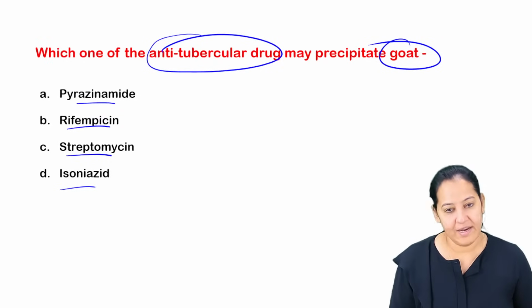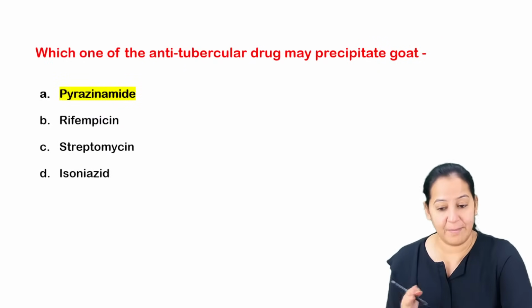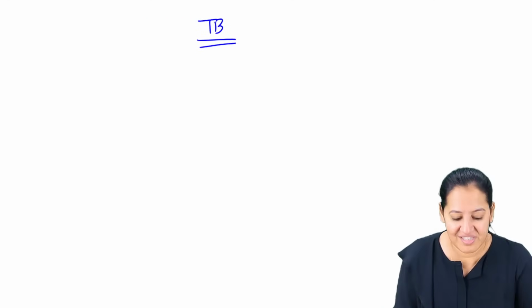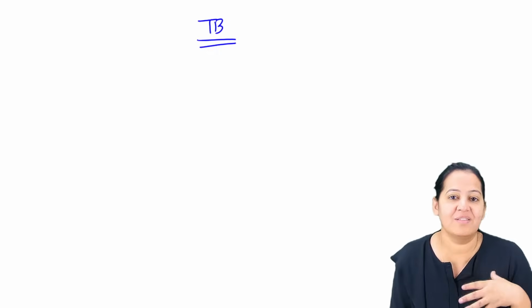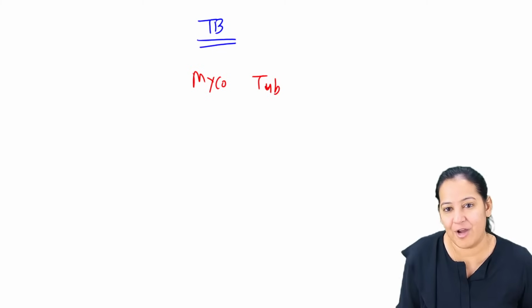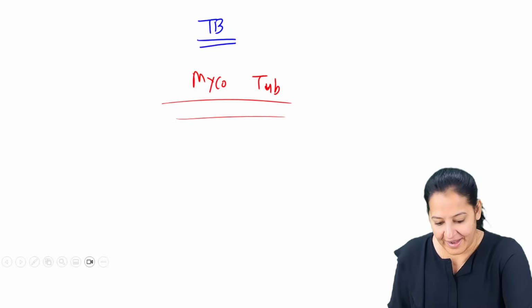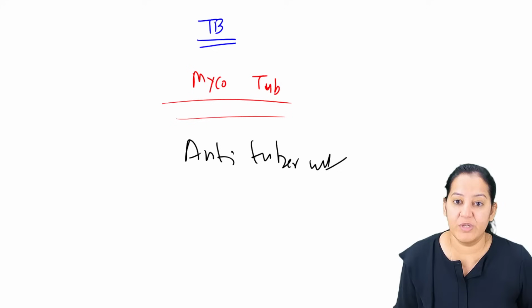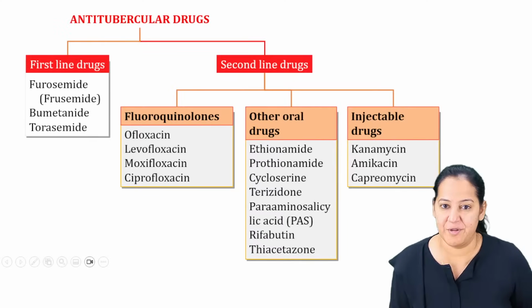So let's go ahead and I will show you the question again. Instead of wasting time, let me explain it to you and then I will come back to the question and you will be able to answer. So TB is the disease, a chronic granulomatous inflammation. It is caused by a bacteria, Mycobacterium tuberculosis. So I am right now teaching you anti-tubercular drugs, which kill this bacteria, Mycobacterium tuberculosis.